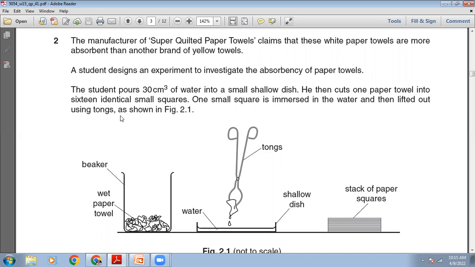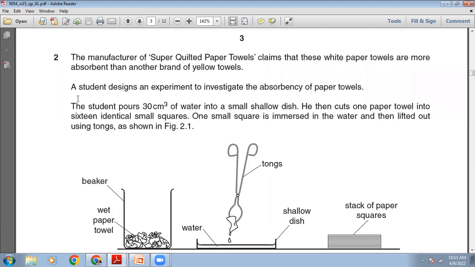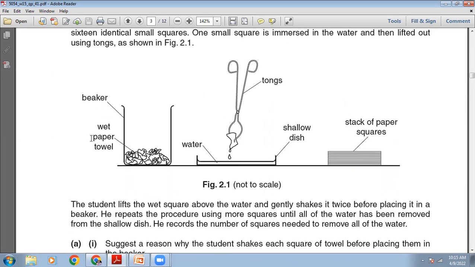Okay, so these tongs, and here you can see. Actually, what they have done is taken a paper towel of white color. There are two paper towels, one of white color and the other of yellow color. They are two different brands. So they have taken the white paper towel and cut it into 16 equal small squares. And in the dish, they have poured 30 centimeter cube of water.